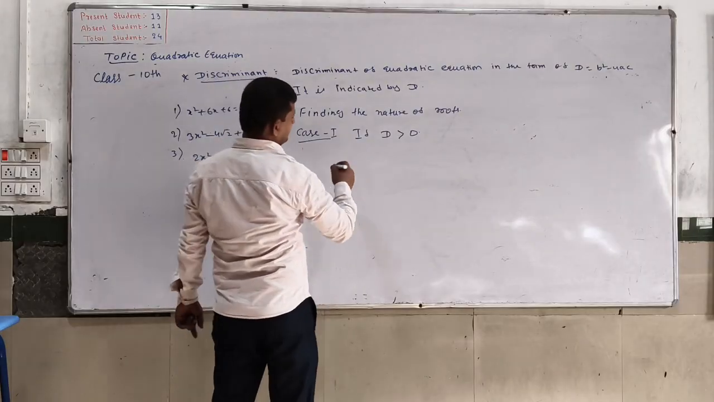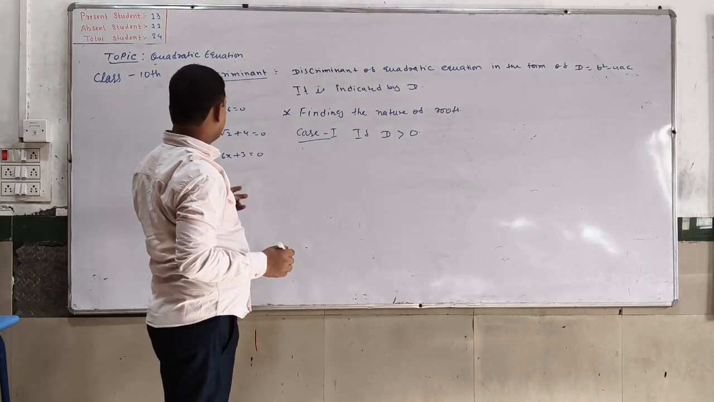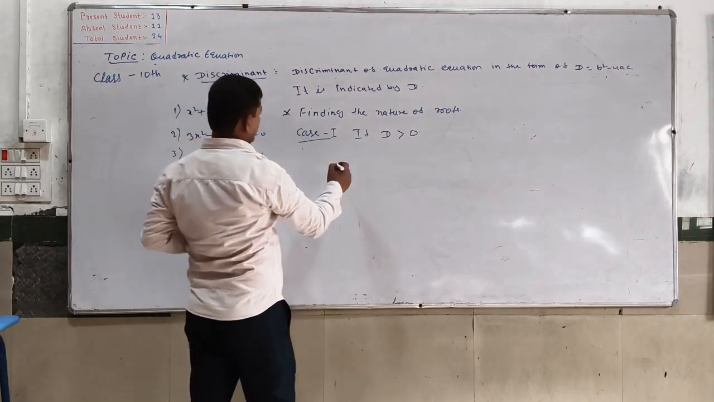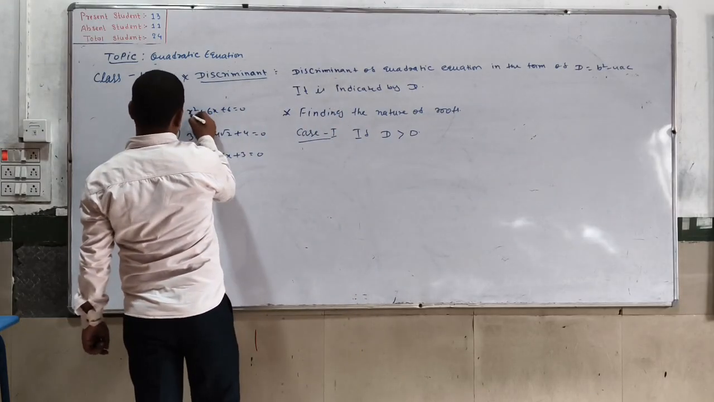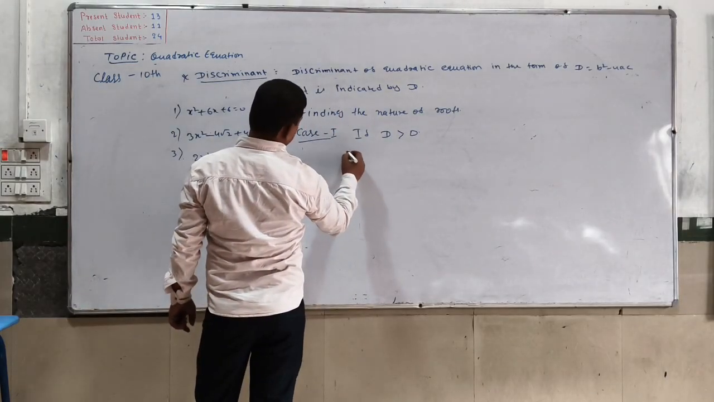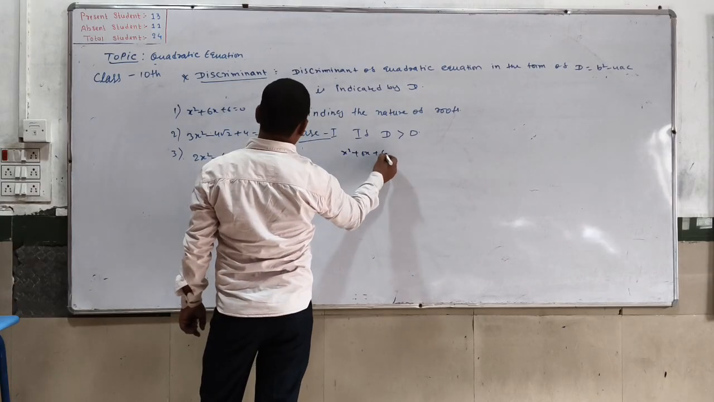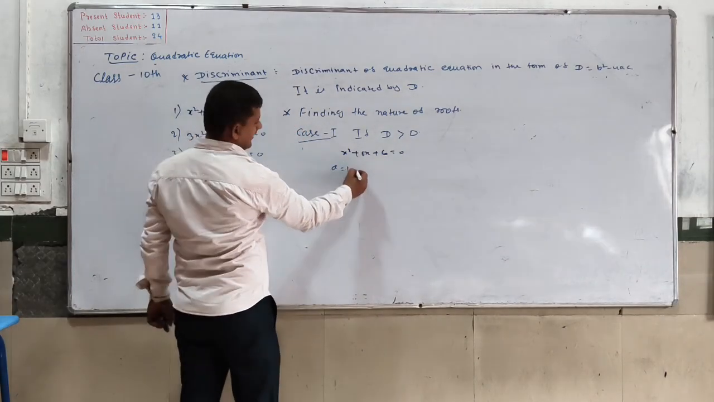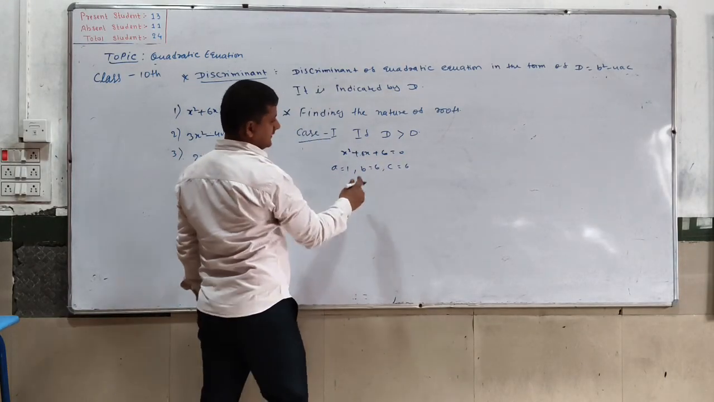We take an equation. First, the equation given is x square plus 6x plus 6 equal to 0. So we take a is equal to 1, b is equal to 6, and c is also equal to 6.